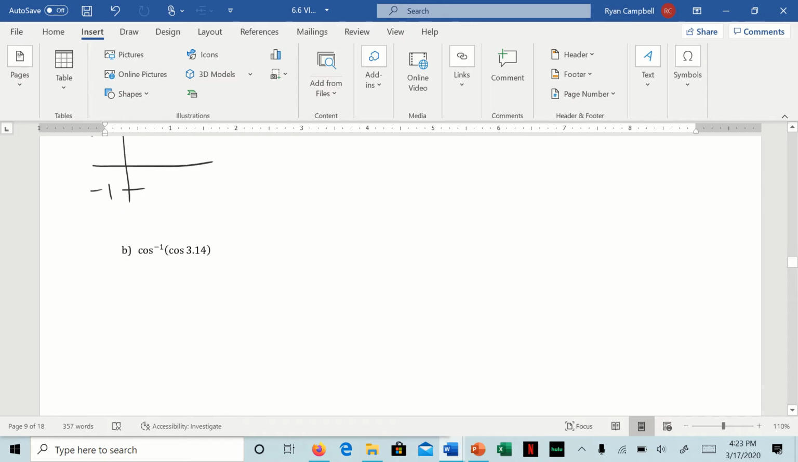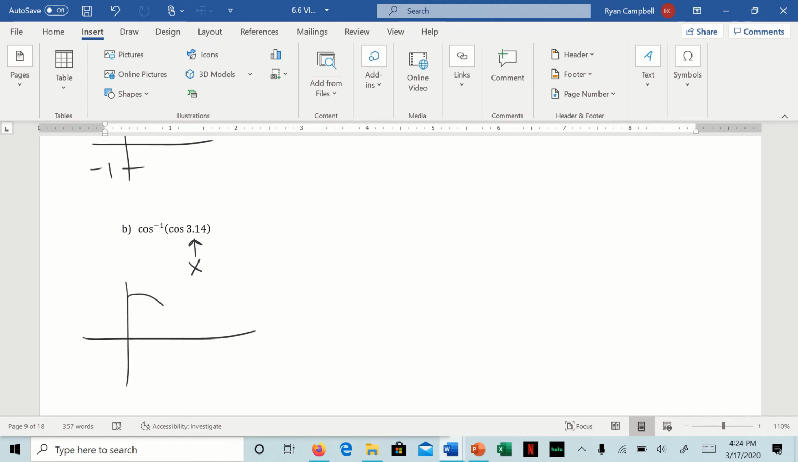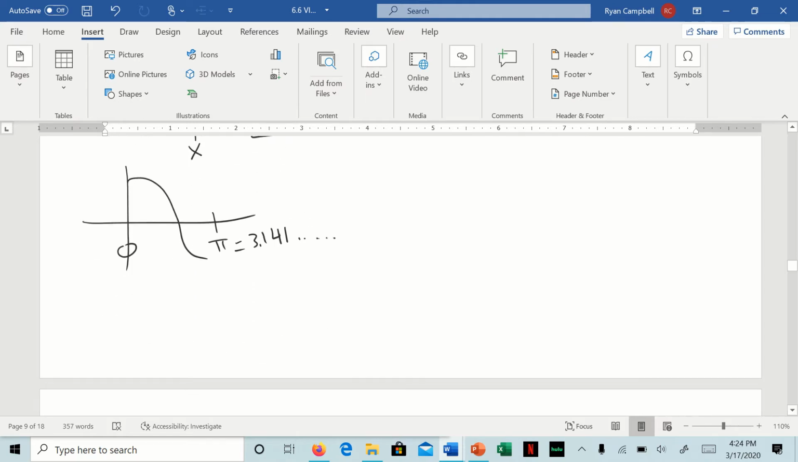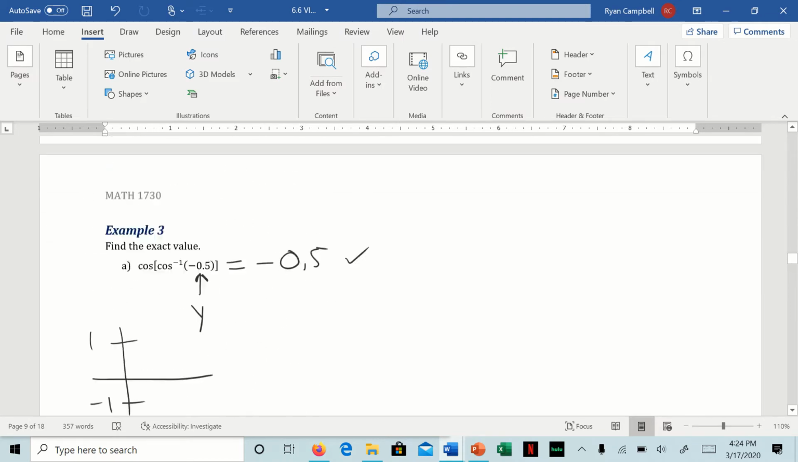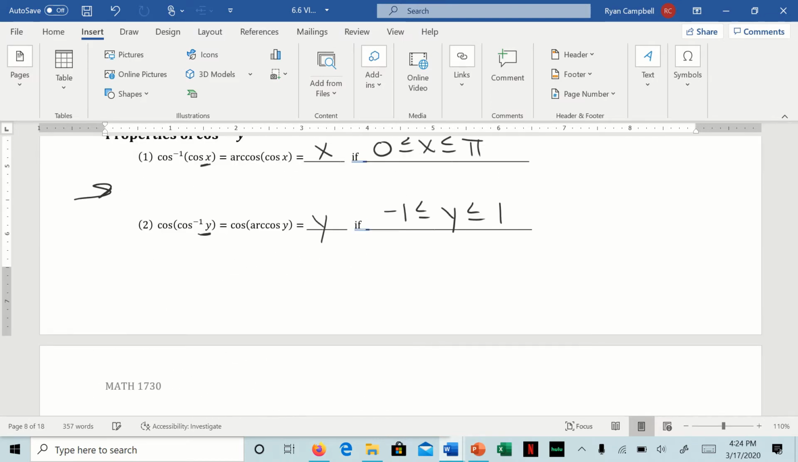All right, let's look at this one. We've got inverse cosine of the cosine of 3.14. Well, what do we know about 3.14? This is going to be the x value because we're plugging it into cosine. So remember, cosine had to be between 0 and pi. Is 3.14 between 0 and pi? Yeah, because pi is 3.141 something, right? So this should just be itself. Easy peasy. And again, we're getting both of those answers from the properties that we just discussed.